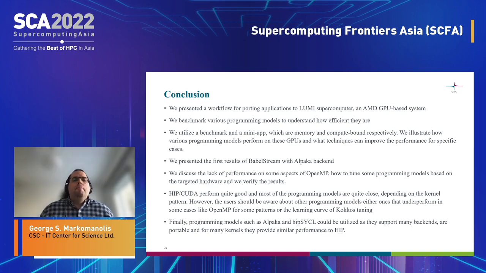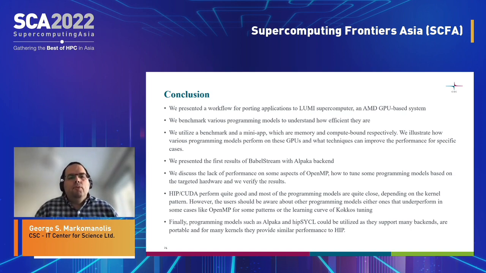The first result from BabelStream with the Alpaka backend. It was the first implementation of Alpaka for BabelStream, and it shows really great results. Yeah, there is a lack of performance on some aspects for OpenMP, and this is a big question. When you have an OpenMP code, it's much easier to go OpenMP offload than going to HIP, for example. But the performance will always be investigated.